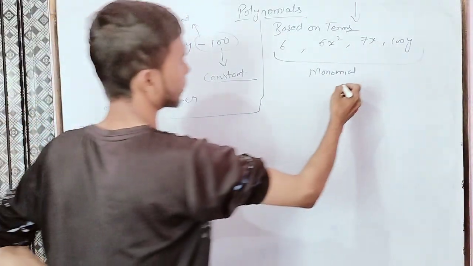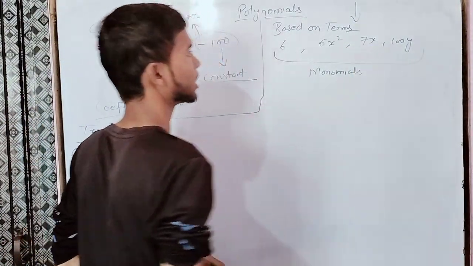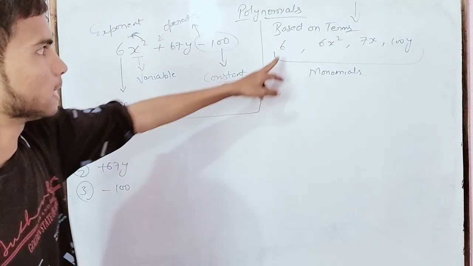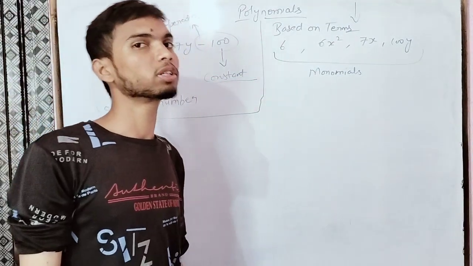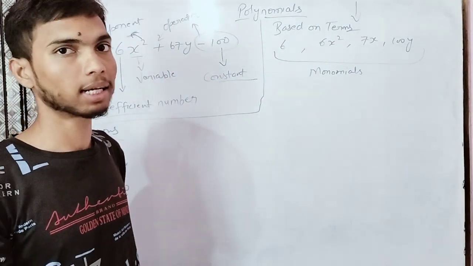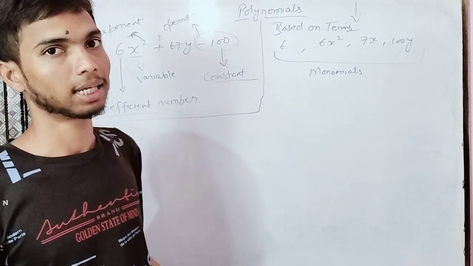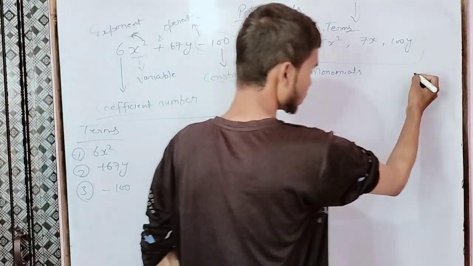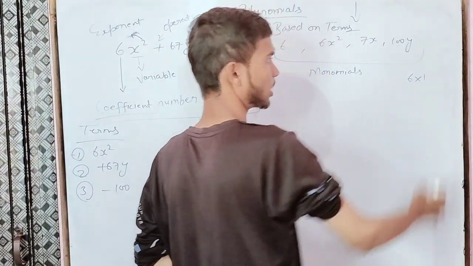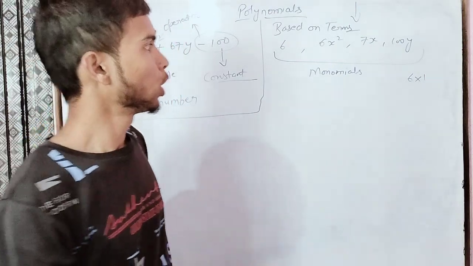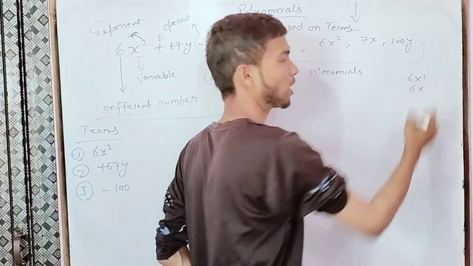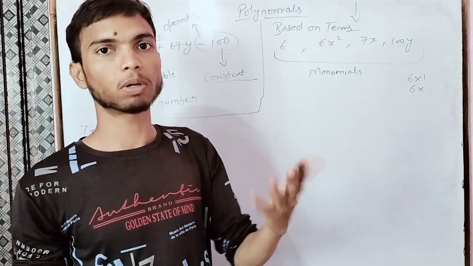Okay, monomial. All these are monomials. 6 is a constant number, it is also a monomial. We can define it as a monomial. How? 6 is what? 6 multiplied by 1.